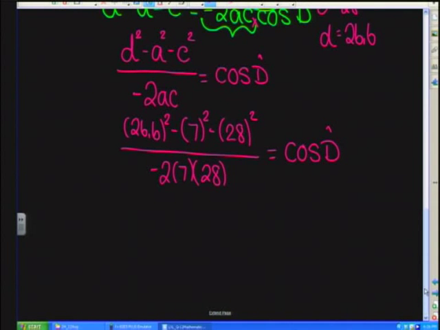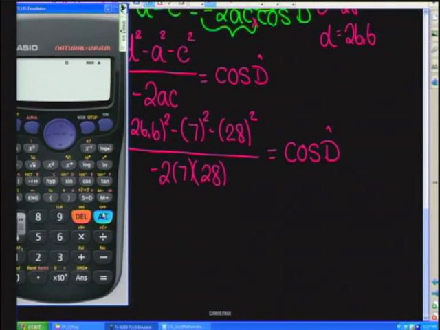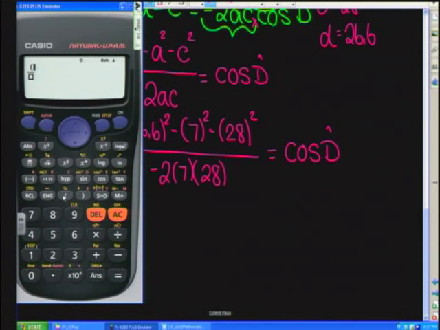Okay, right guys, calculators out, and now we need to substitute in. So we've got our fraction of 26.6 squared minus 7 squared minus 28 squared, and that is over negative 2 times 7 times 28. And that has left us with 8 over 25.